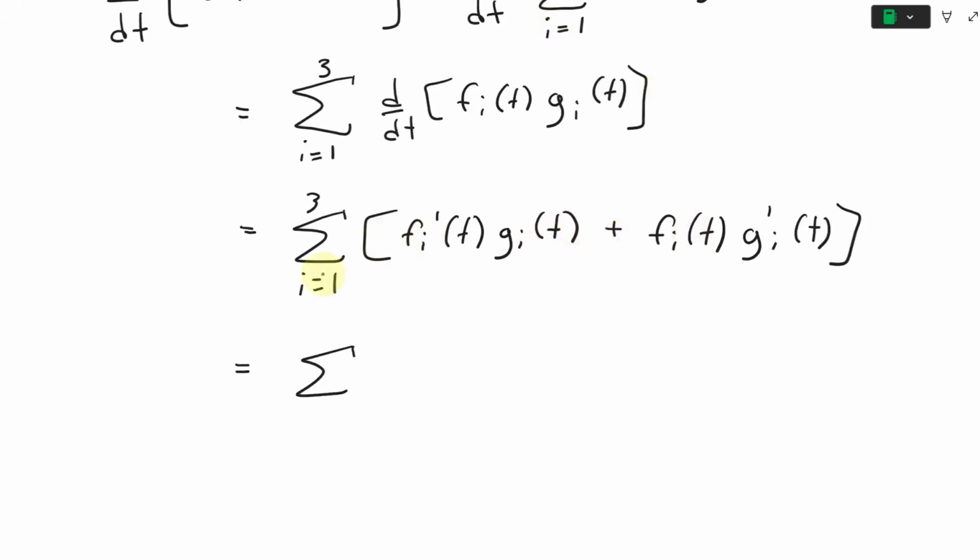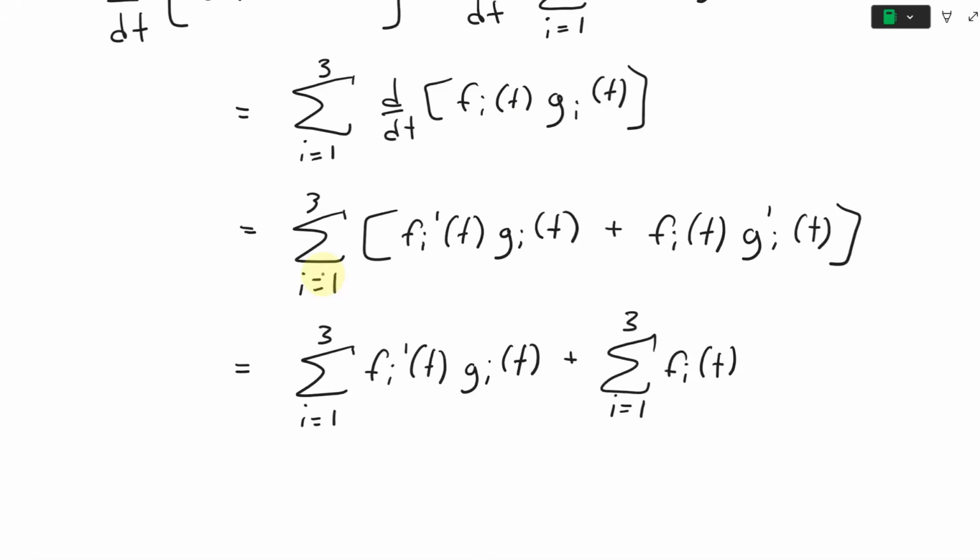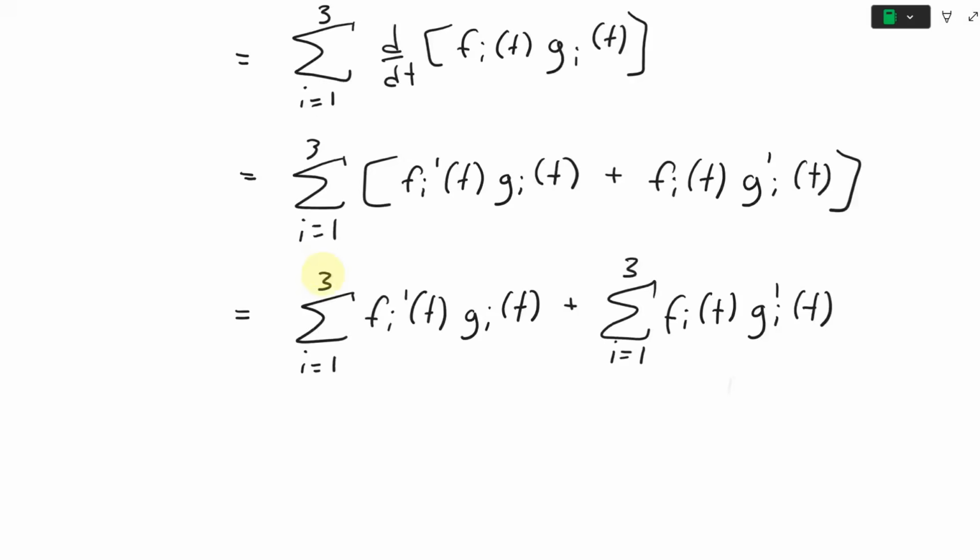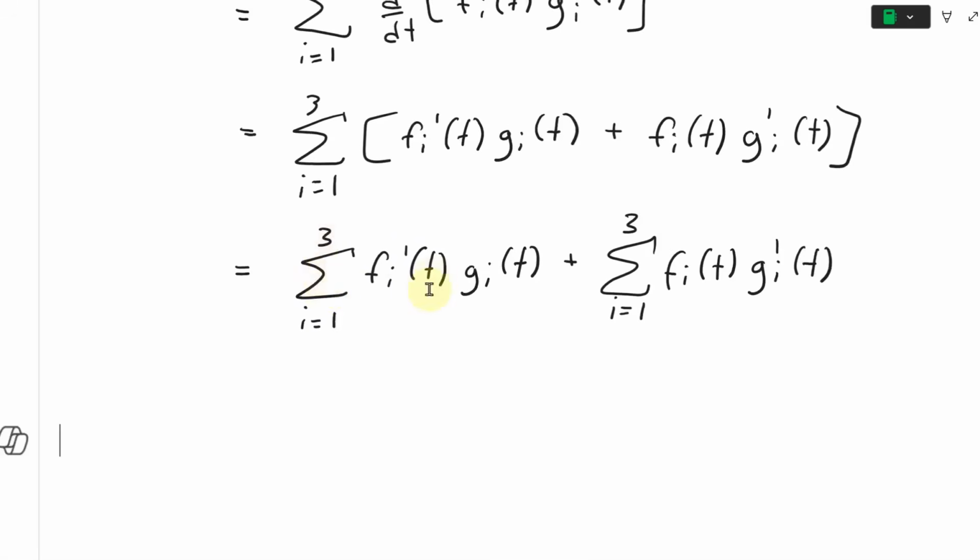So this equals 2. This is i equals 1, and now we have, I'll write it like this, the sum of fi prime of t times g prime of t, plus the summation, I'll write this a bit better, i equals 1 to 3 of f1 of t and then g prime of t like that. So that's what we have there. And what does this equal?